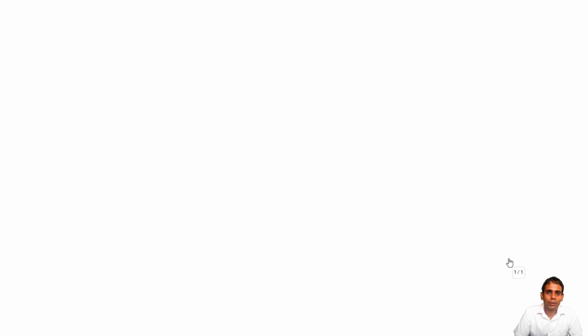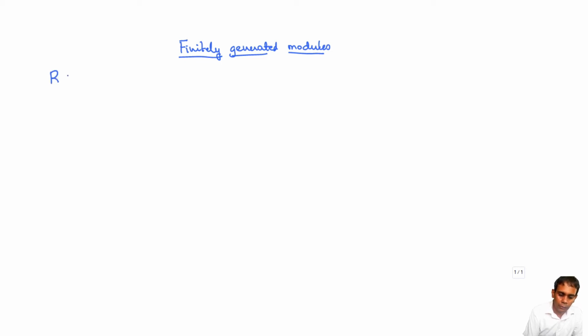In this lecture, I'm going to discuss finitely generated modules and their relationship with the ascending chain condition for modules, which is also known as the Noetherian condition. So let's start with finitely generated modules. So we'll take R to be a commutative ring.